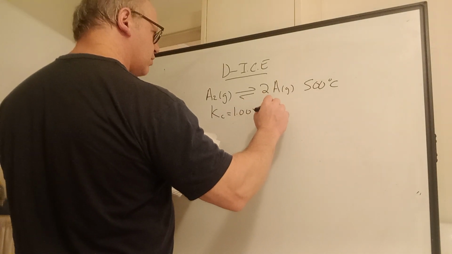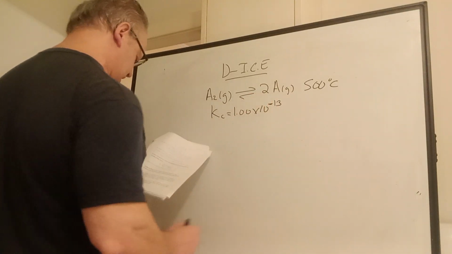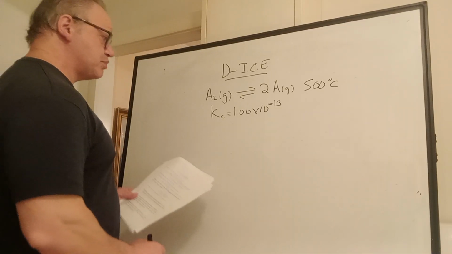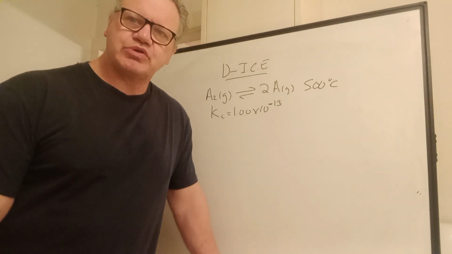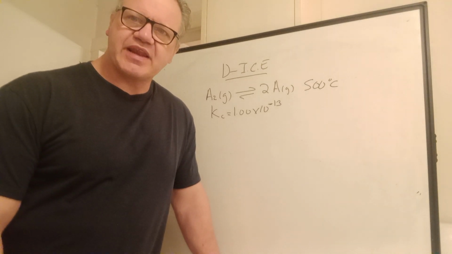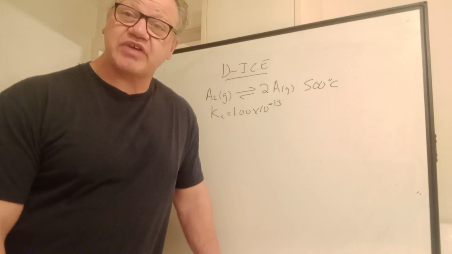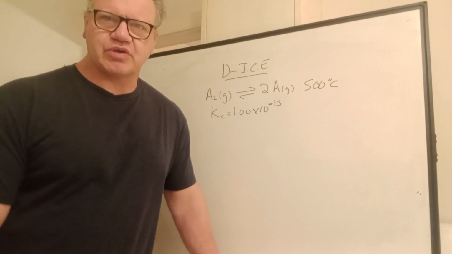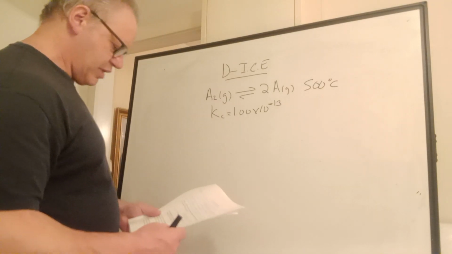Really small value for Kc. It's 10 to the minus 13. And that's very possible. They get to be very small. For example, the autoionization of water from H2O liquid to H plus and OH minus, that equilibrium there, is often denoted Kw, but it's just like Kc, and is 10 to the minus 14 at room temperature. So there's nothing unrealistic about this type of equilibrium constant.